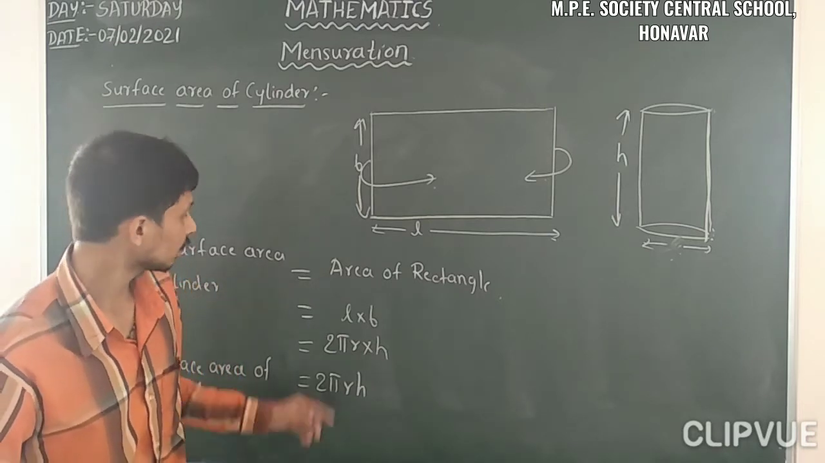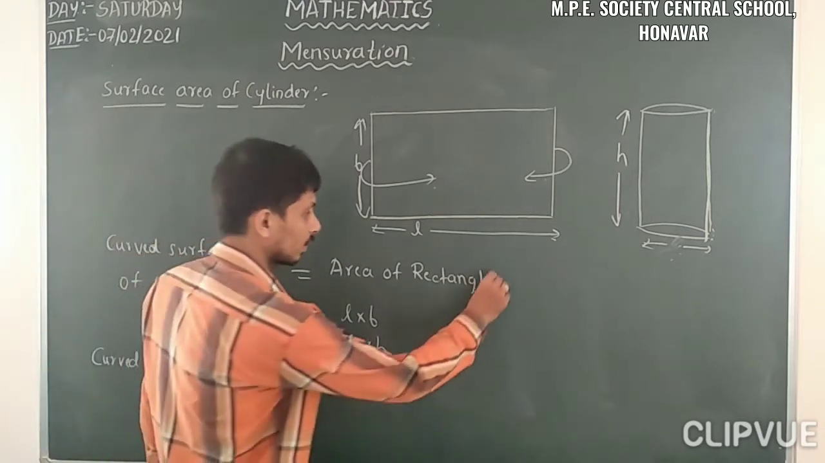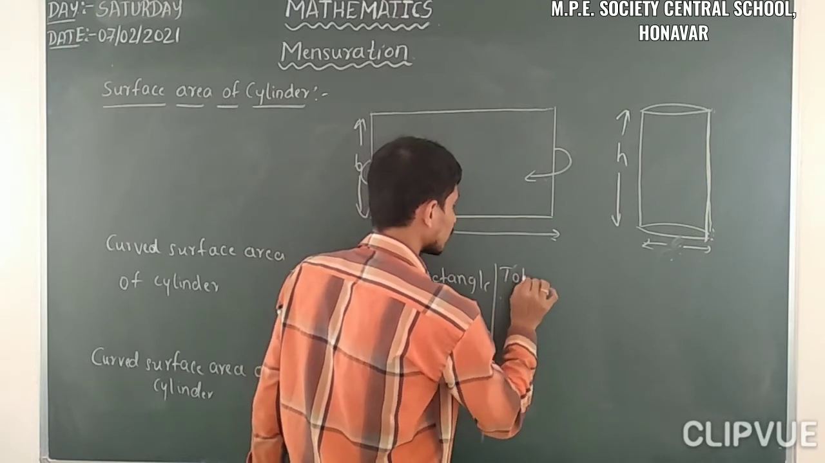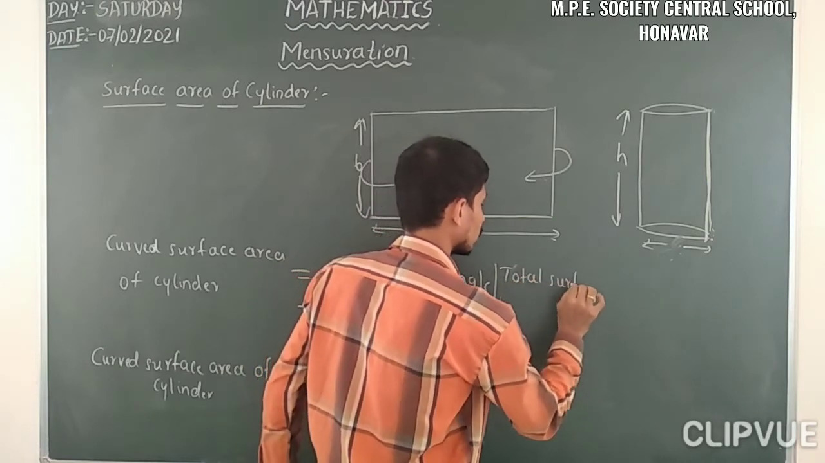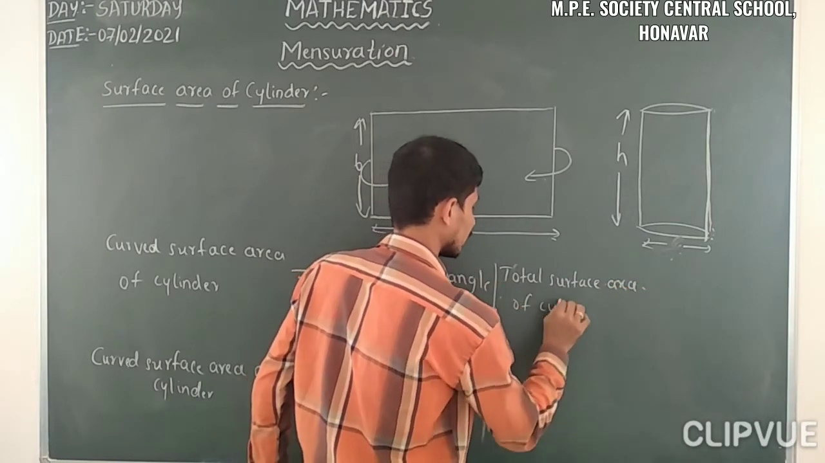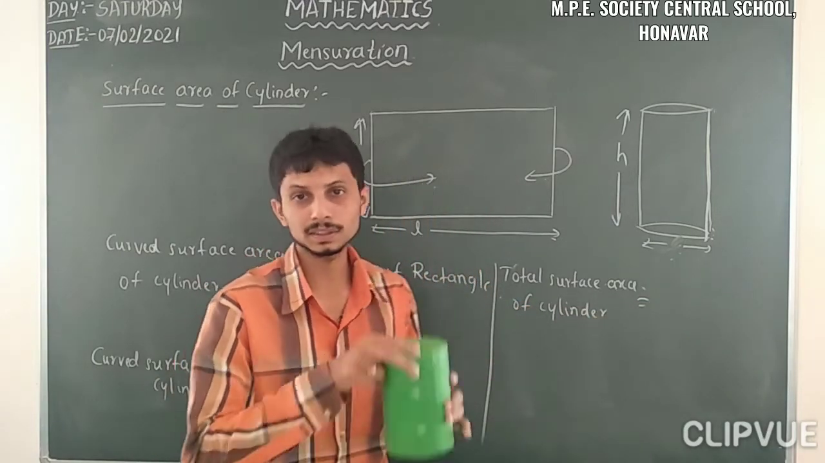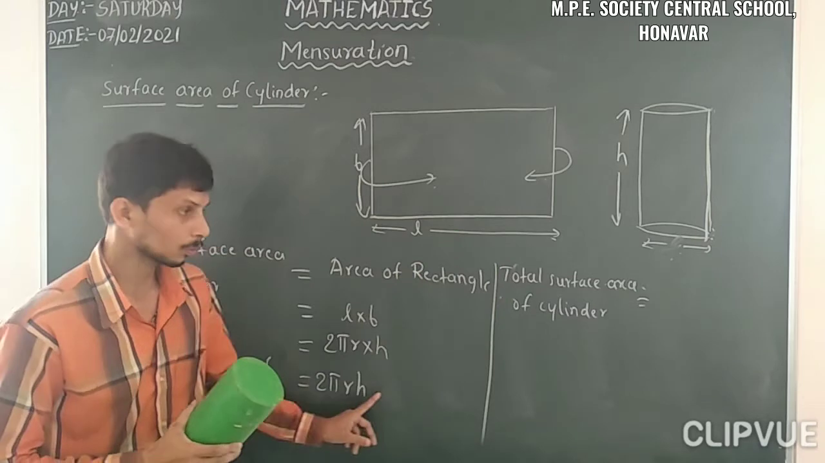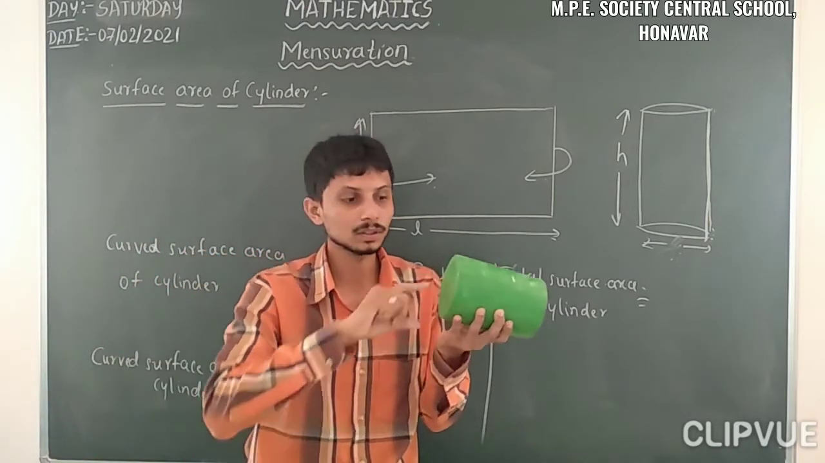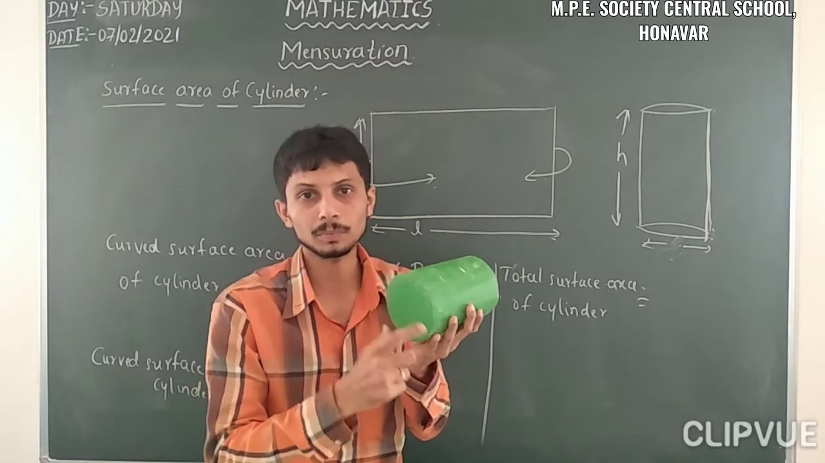Yes, so here we have the curved surface area of the cylinder, and then we have to take the total surface area of the cylinder. How can we take that one? Total surface area means the curved surface area, which we already know is 2 pi r h, and then we have to include the top circle part and the bottom circle part. The top part is in the form of a circle, and the bottom is also in the form of a circle.